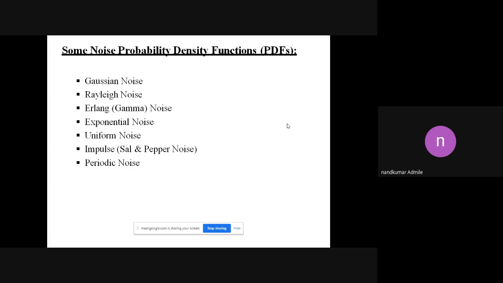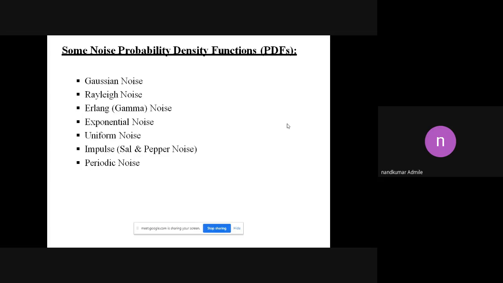The first one is Gaussian noise, then Rayleigh noise, then Erlang or gamma noise, exponential noise, uniform noise, impulse or salt and pepper noise, and periodic noise. These are the different types of noises which are presented in the image.